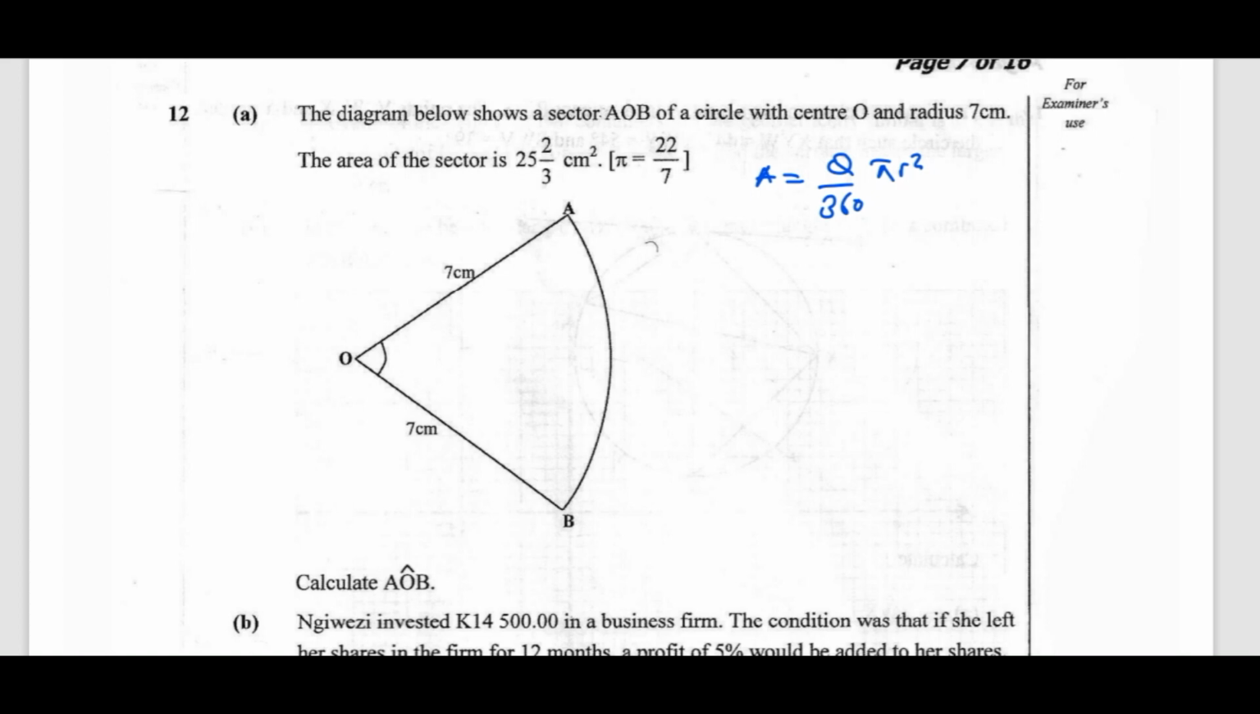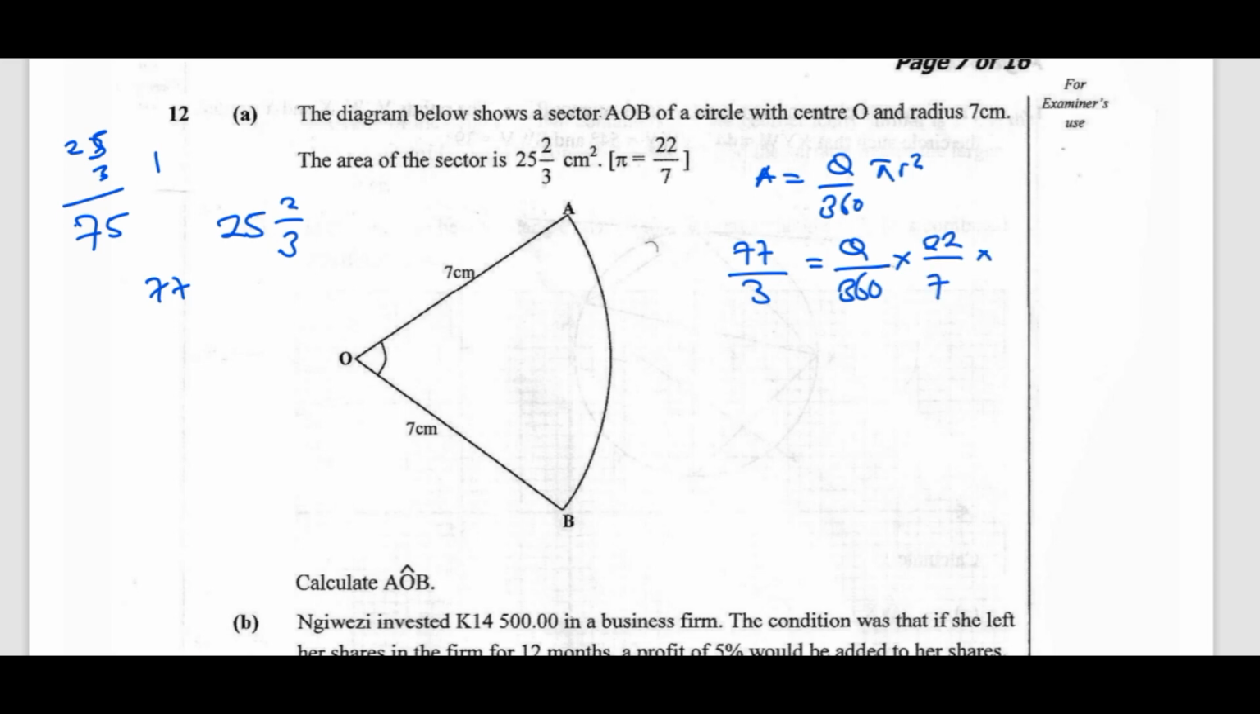Now, this mixed fraction, we can change it to improper fraction. So we're saying that 25, we have 2 over 3. So when we multiply 3 times 25, we're going to have 75. So 75 plus 2, we're going to have 77. So meaning that the area of a sector will be 77 over 3. And then it is equal to theta, we don't know, over 360. And then times the pi, which is 22 over 7, and then times the radius, which is 7 times 7.